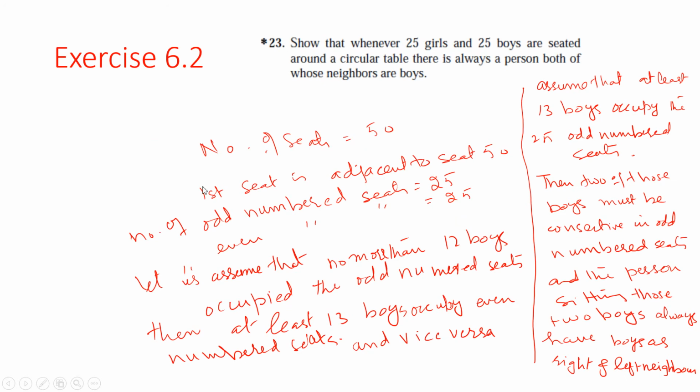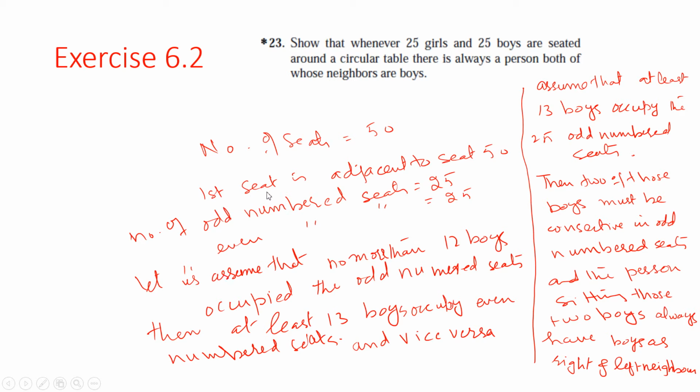Okay, question number 23. It's a bit of a tricky question. Show that whenever 25 girls and 25 boys are seated around a circular table, there is always a person both of whose neighbors are boys. When 50 persons are seated around a circular table, let's assume the seats are numbered from 1 to 50. So the odd numbered seats are 25. Similarly, the even numbered seats are also 25.